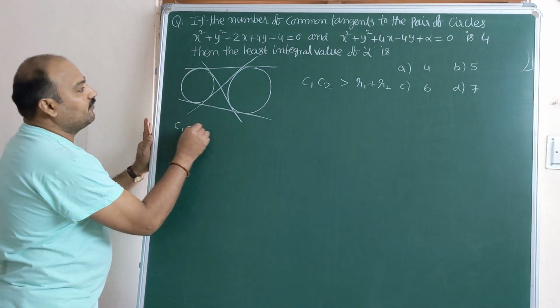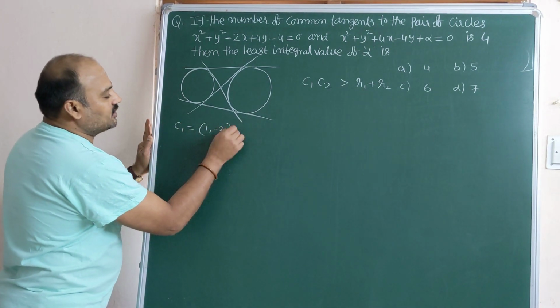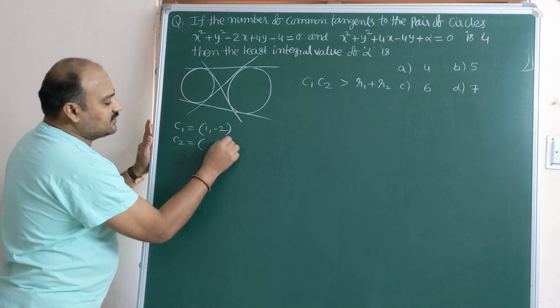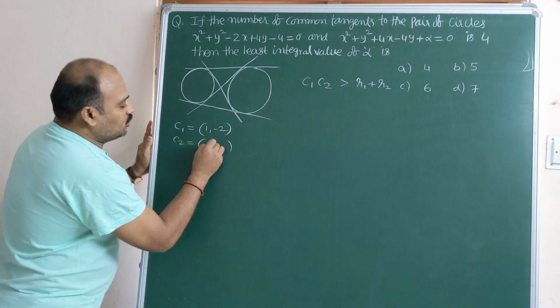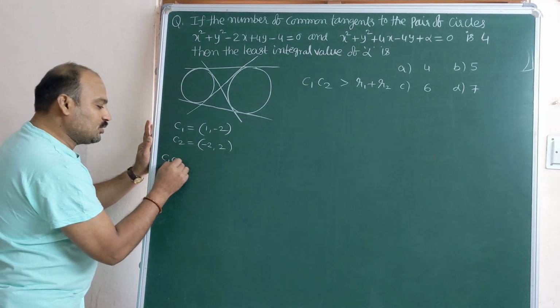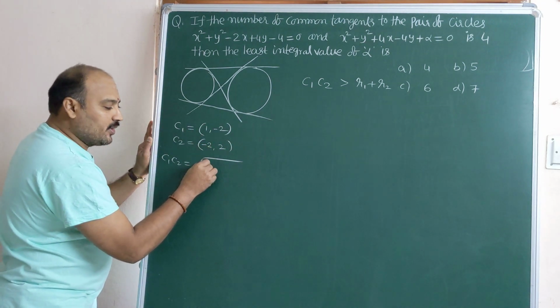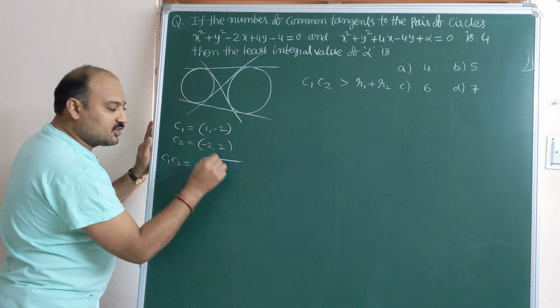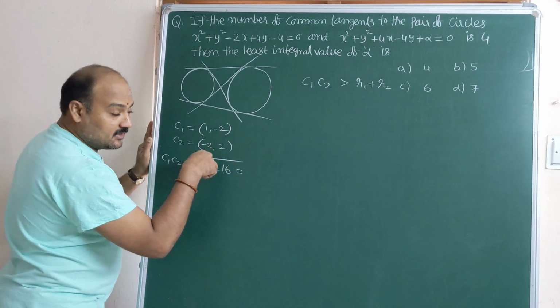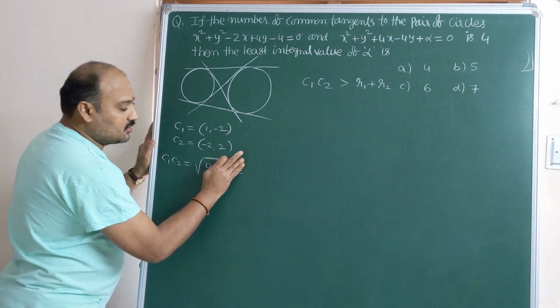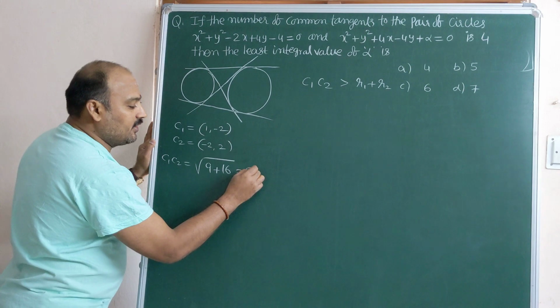Center of the first circle C1 is (1, minus 2). Center of the second circle C2 is (minus 2, 2). C1C2, the distance between their centers: 1 minus of minus 2 is 3, square 9, plus minus 2 minus 2 is minus 4, whole square 16. So 16 plus 9 is 25, which means 5.